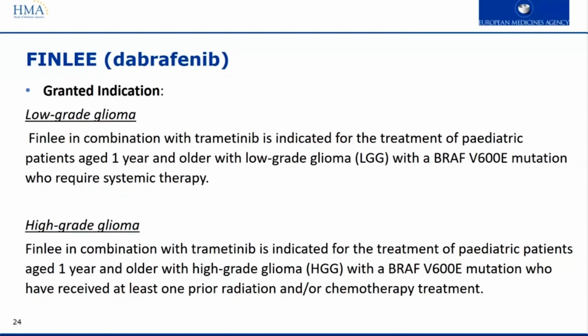The lack of a randomized control arm in the high-grade glioma, by which we could isolate the effects on progression-free survival and overall survival, is acceptable given the level of activity seen and the lack of satisfactory treatment options. Overall, the benefit-risk balance of Finlee in combination with trametinib was considered to be positive, subject to the conditions stated in the EPAR, and the CHMP wants to see further data as soon as it is available, confirmatory data.